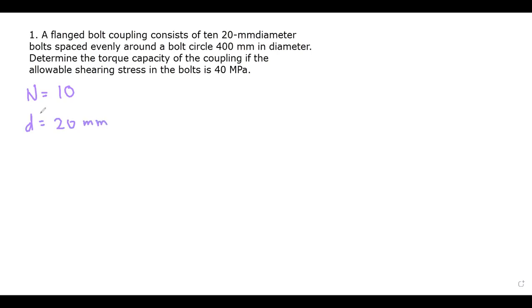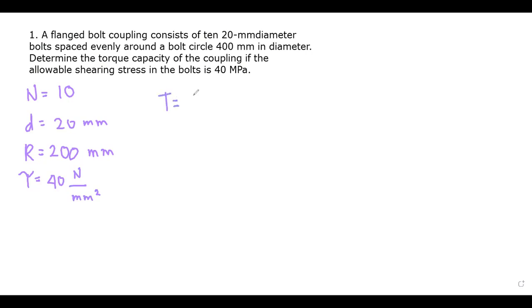Okay? And meron tayong yung mismong diameter ng bolt circle, na nakapaikot. So meron siyang 400 millimeter and we can say na yung R na malaki is equal to 200 mm, kasi yun yung distance from the center. And next, shearing stress. Allowable shearing stress is equal to 40 megapascal or newton per millimeter squared. Okay? So, solve na natin.